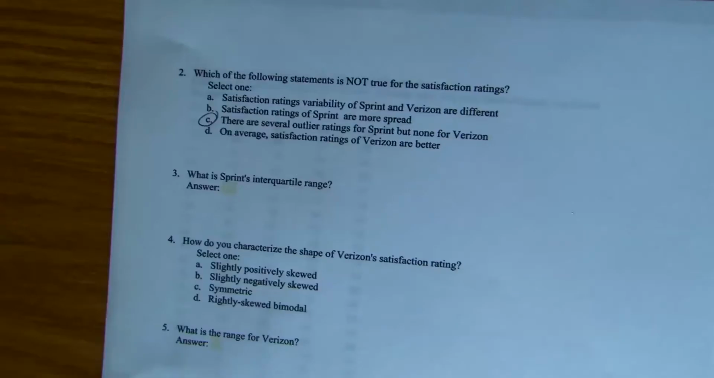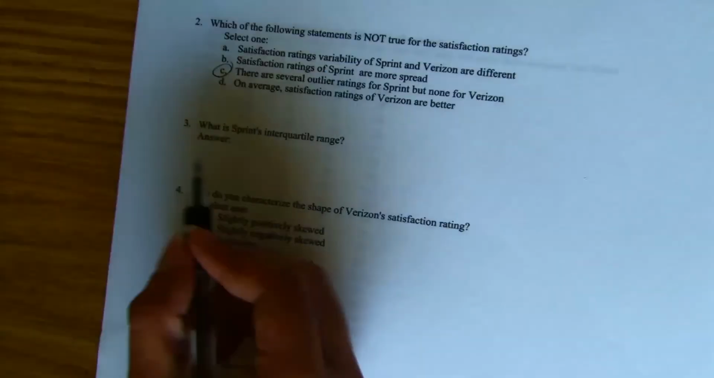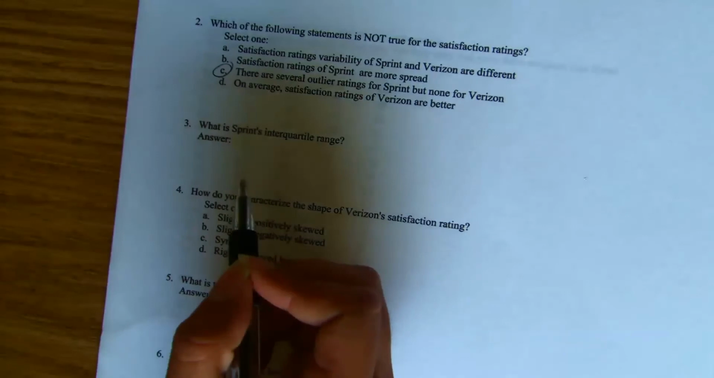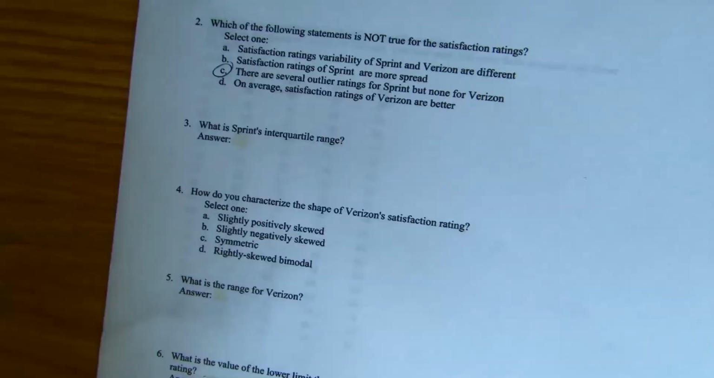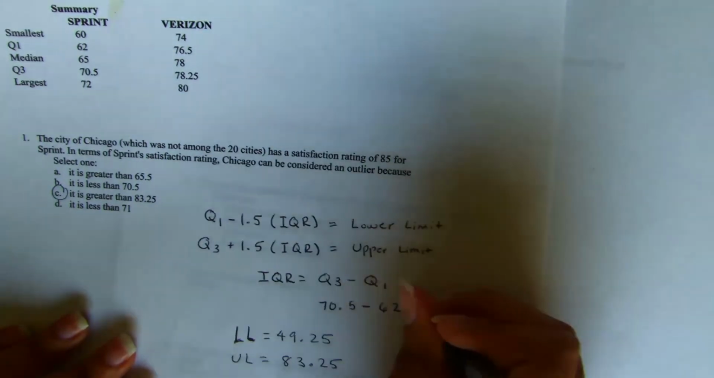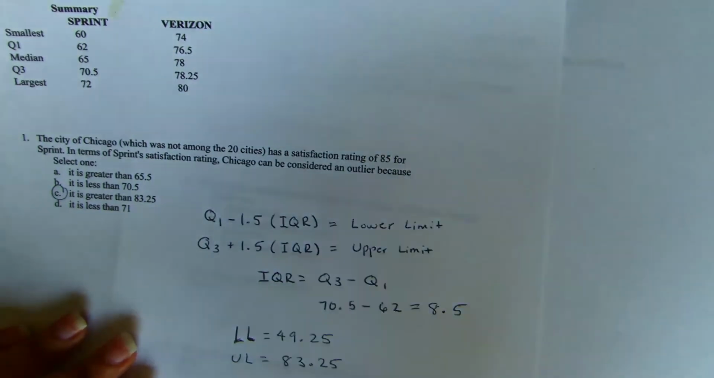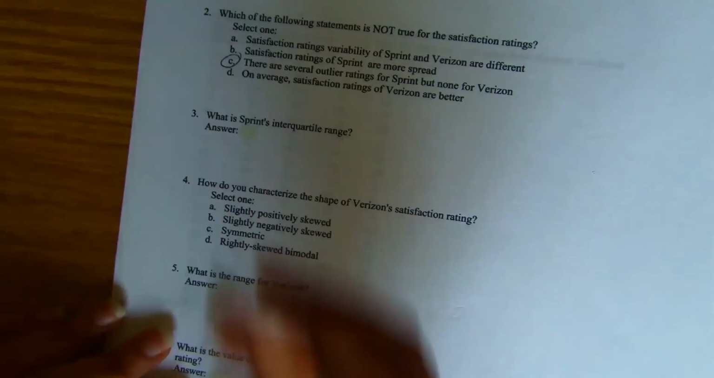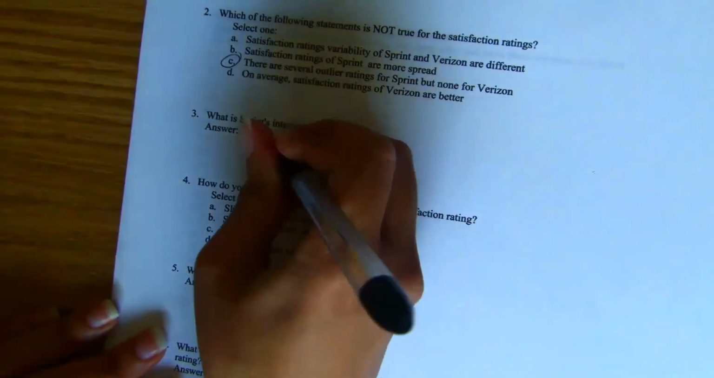Okay. So number 3 is asking for the interquartile range. That's something that we already calculated in problem number 1, if you remember that. That was 70.5 minus 62. When we did this on Excel, we got 8.5. So we can just say this answer is 8.5 because we already did that.